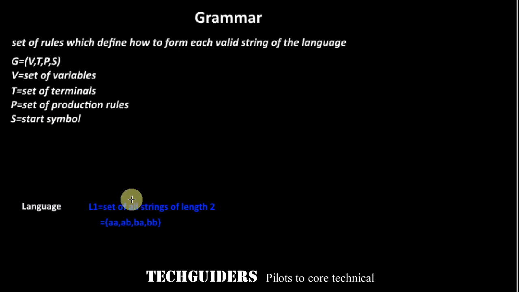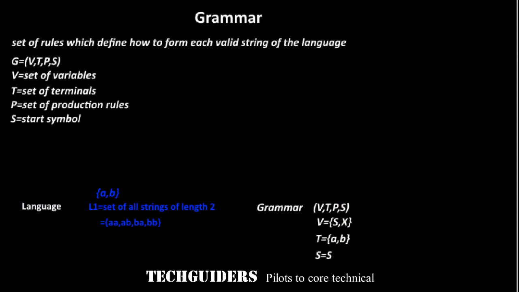Here we have a language: the set of all strings of length 2. So for this language, there will be a grammar represented by the four-tuple (V, T, P, S). Here the alphabet set of the language will become the terminal set of the grammar. So the terminal set consists of a and b. In addition to the terminal symbols, grammar makes use of some symbols that can be replaced. They are called non-terminal symbols or variables. Here we are using two variables, S and X. One of these variables is the start symbol.